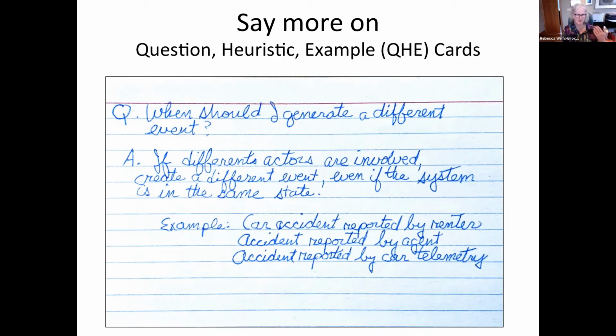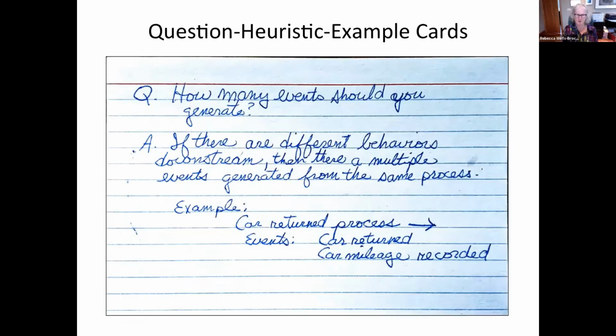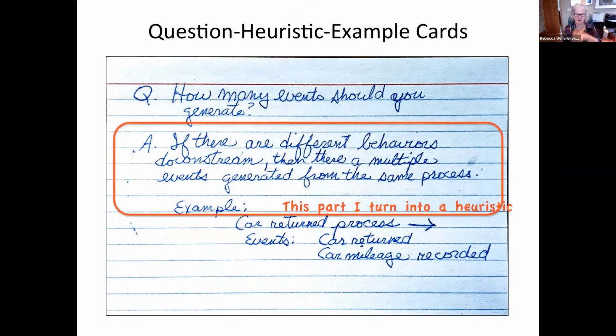So if different actors are involved, create a different event, even if the system is in the same state. And then he gave me an example: a car accident reported by a renter is different from one reported by the agent or reported by the car telemetry. Okay. And how many events should you generate? That's another one. Well, if there are different behaviors downstream, then there are multiple events generated. Car returned, maybe we recorded the mileage. We just don't lump them together. So that's a question, answer, and example.